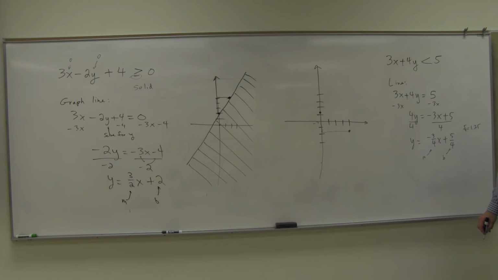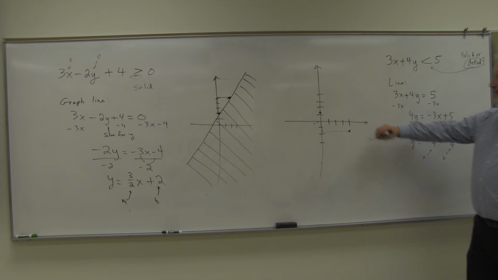Is that okay? All right. Solid or dotted? Dotted. No equal to, is there? Without the equal to, technically you don't have the line included, but you still need it as a boundary. So this one will be dotted.